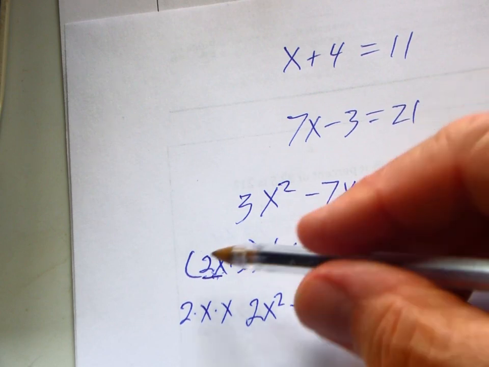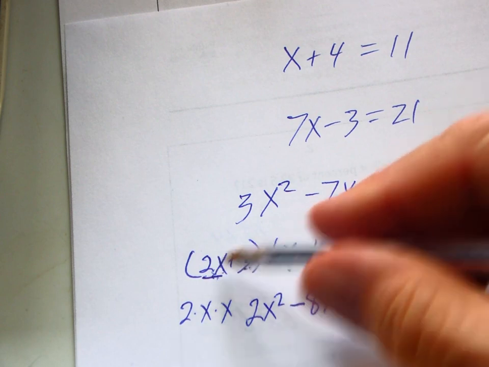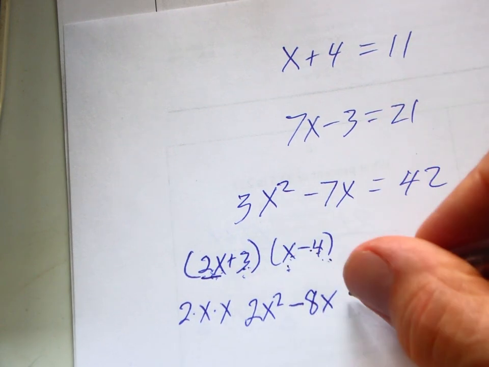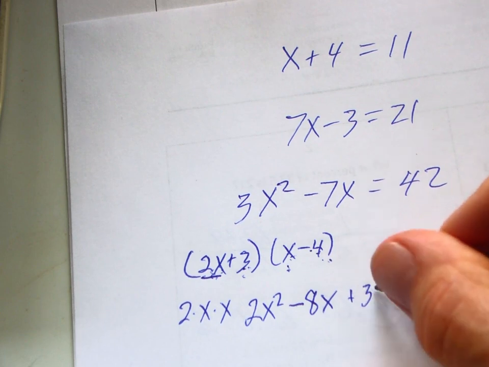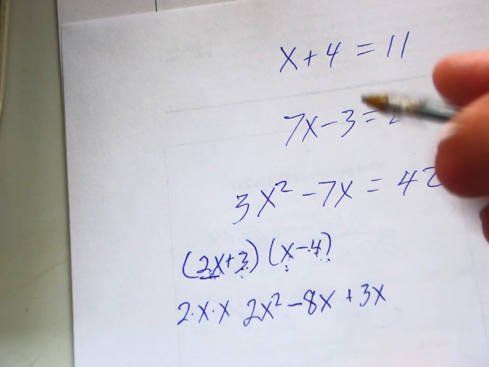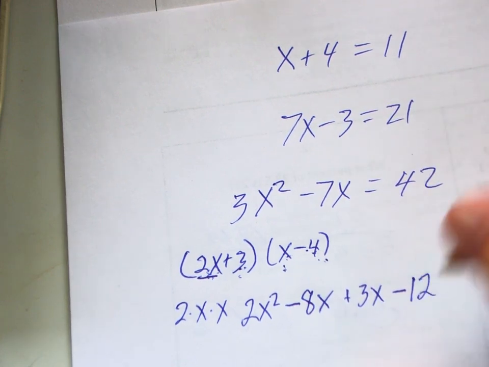Minus 8x, so it's 4 times 2 is 8. Minus 8x. Well, we did the 2x times z. Now we got to do the 3. 3 times x is plus 3x. And 3 times minus 4, a positive times a negative, is a negative 12.